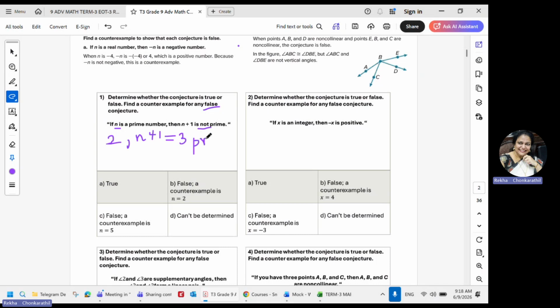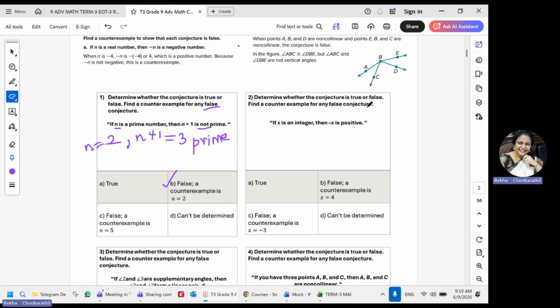But what does your conjecture say? Conjecture says, if n is prime, then n plus 1 is not prime. But we got, if n is prime, n plus 1 is also prime. So this is a false statement and our counterexample is n equal 2. So option B will be the correct answer. Now let's move on to the next question.